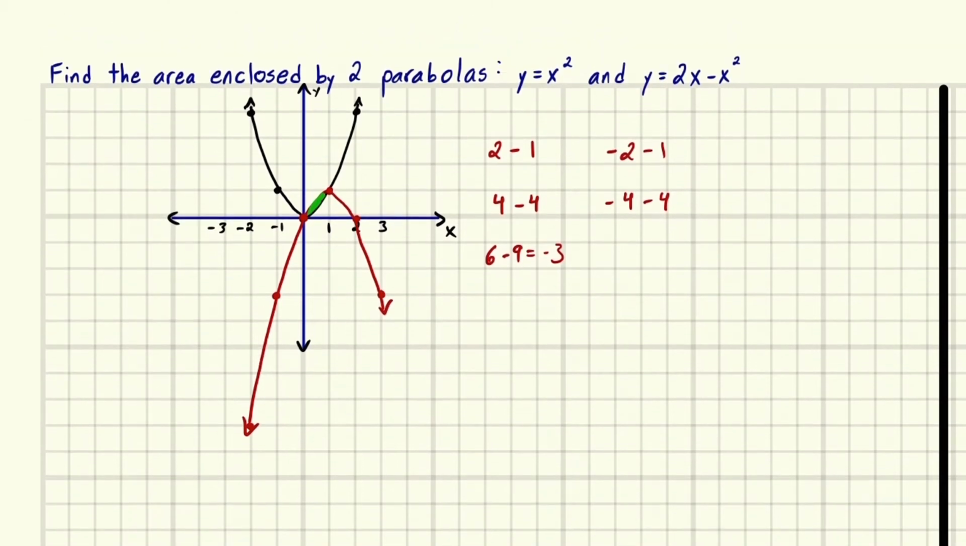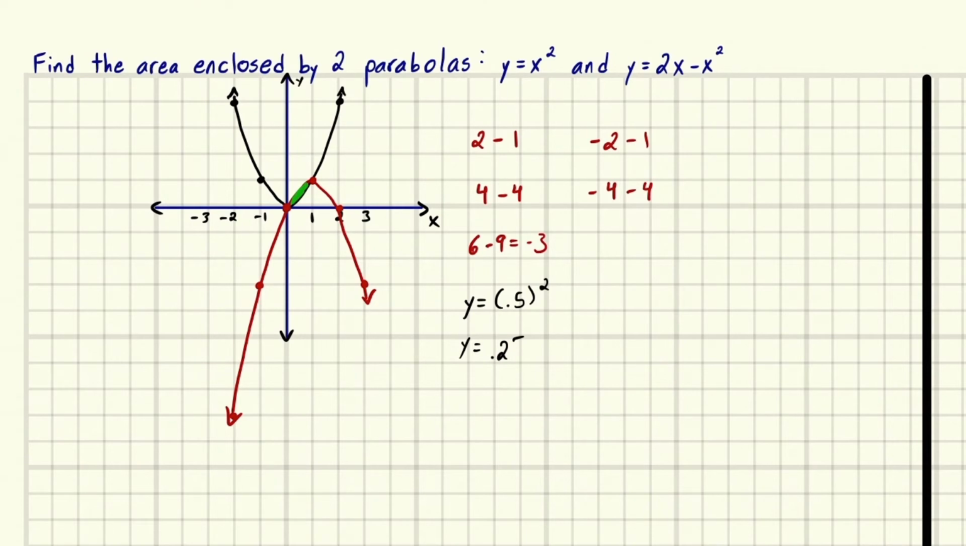So all we got to do is pick a point in there. I'm going to pick 0.5, half. Easy to evaluate. So for y equals x squared, if we put 0.5 and we square it, 0.25.